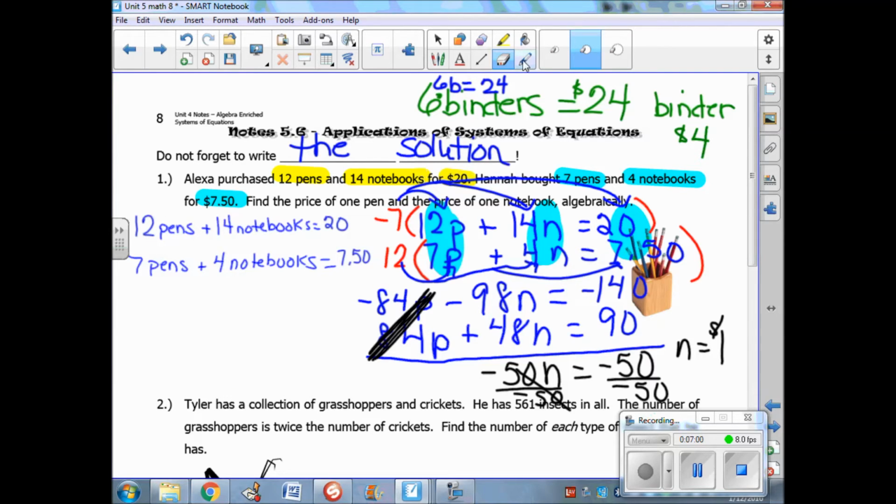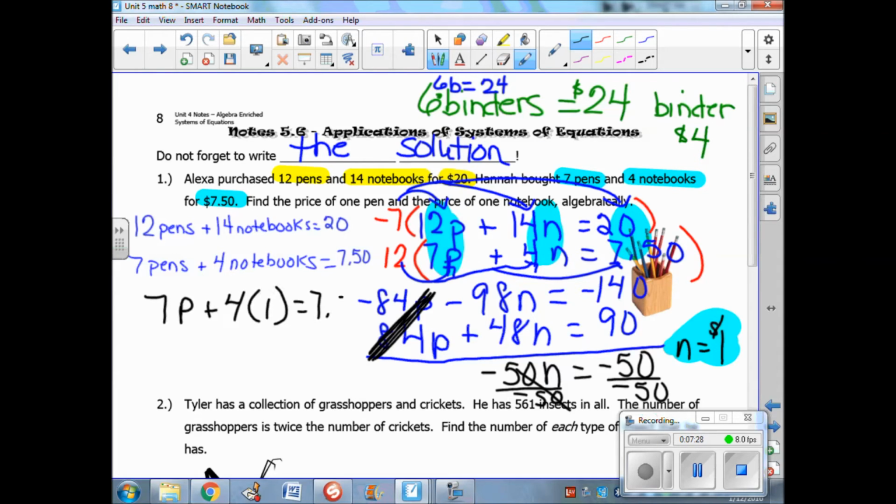I'm going to highlight that for right now, and then we'll do a little summary at the end. Now that I've got the cost of the notebooks, I've got to find the cost of the pens. So take that n equals 1 and plug it back into one of the originals. I think I'm going to plug it into the second original. So I'm going to say 7p plus 4 times $1. The notebooks were $1, n was $1, equals 7.50.